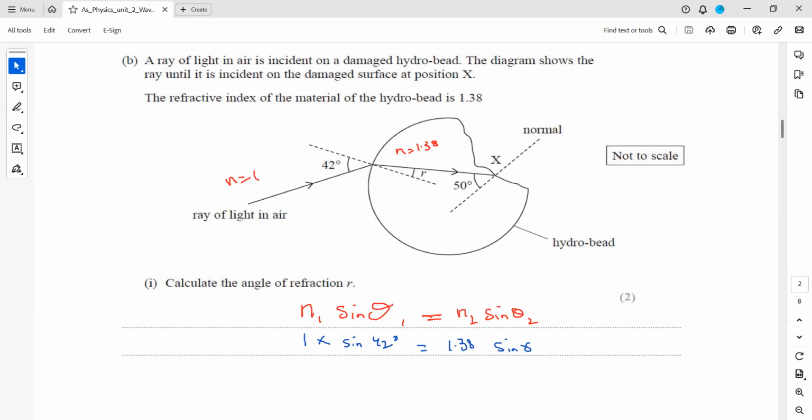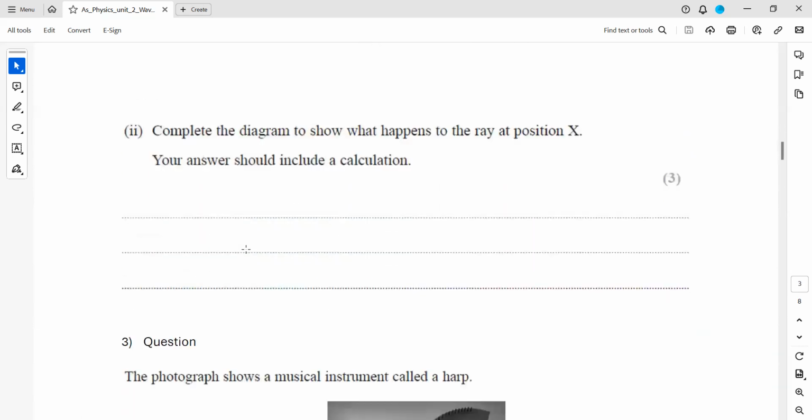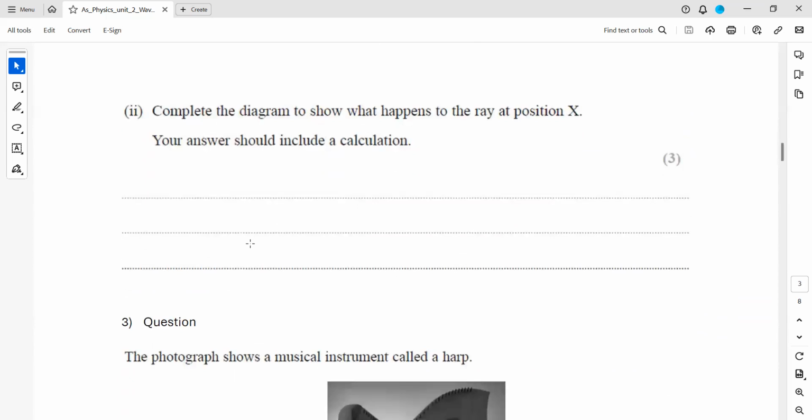So it will be sine 42 divided by 1.38. That will be equal to sine r. And if we need r, sine will move to the other side, it will be sine inverse. So it is about 29 degrees. Whenever you solve a question, 1 mark is for writing a formula. So use the correct formula, write the formula.